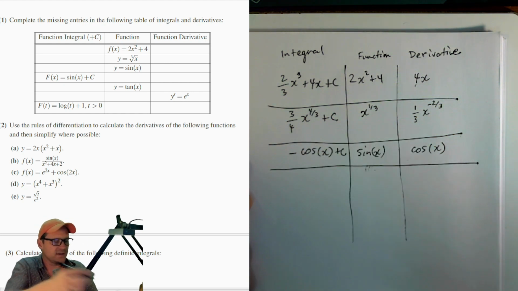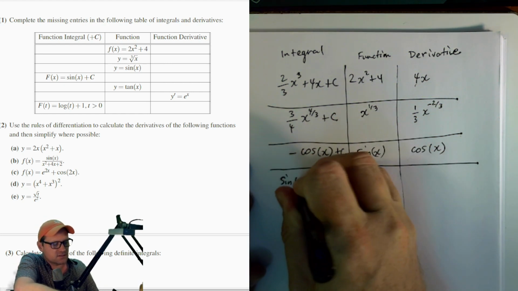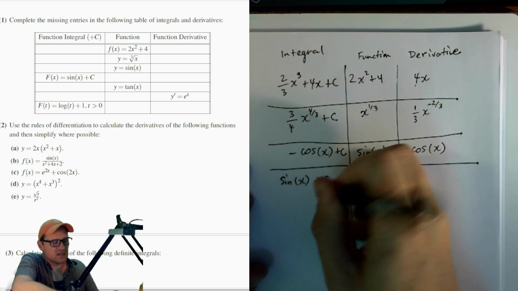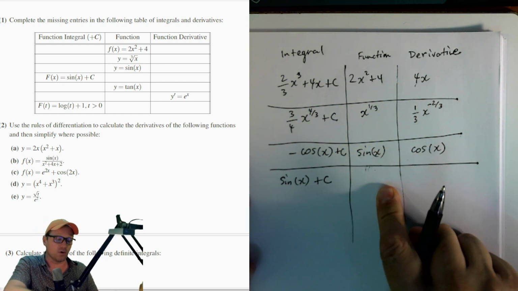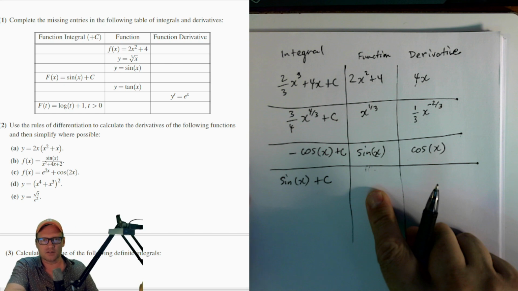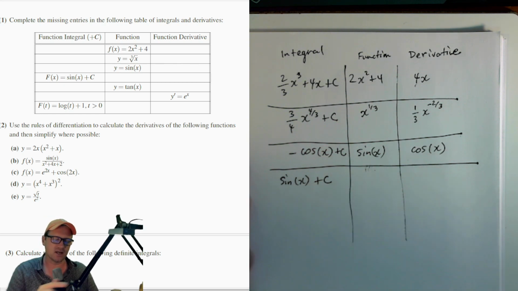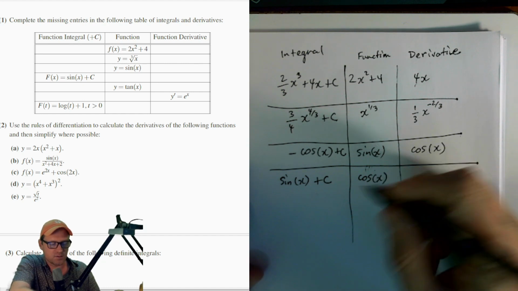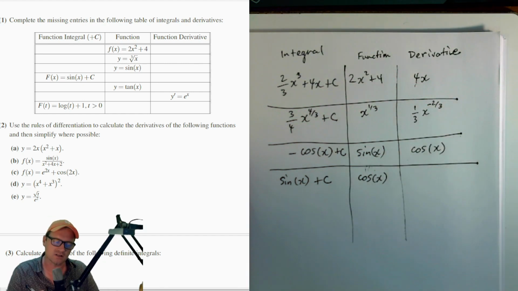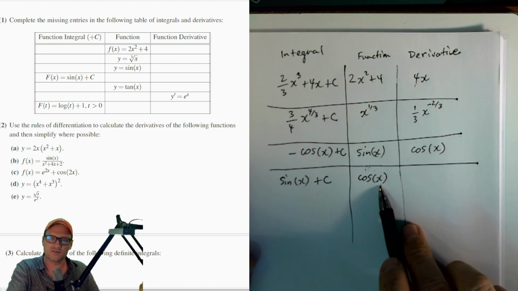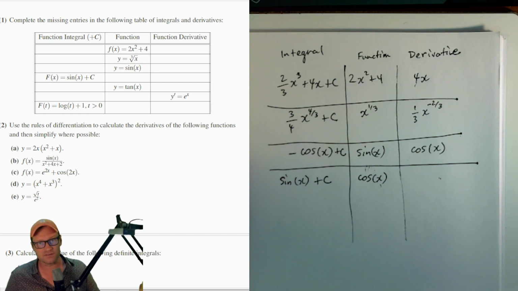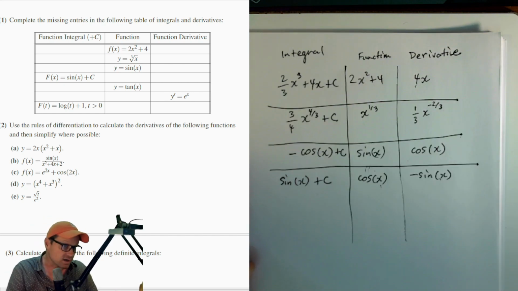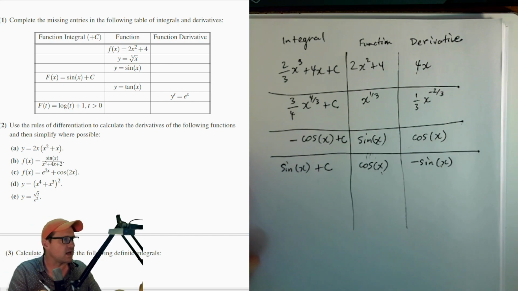Okay, next one. We are given an antiderivative, sine of x plus c, of a function f, and we're asked to find the original function. To do that, we need to differentiate this. The derivative of sine of x with respect to x is cos of x, and the derivative of c is 0. So we just have cos of x there. Now, the derivative of this function is the derivative of cos of x, which is minus sine of x. Okay, there we go.